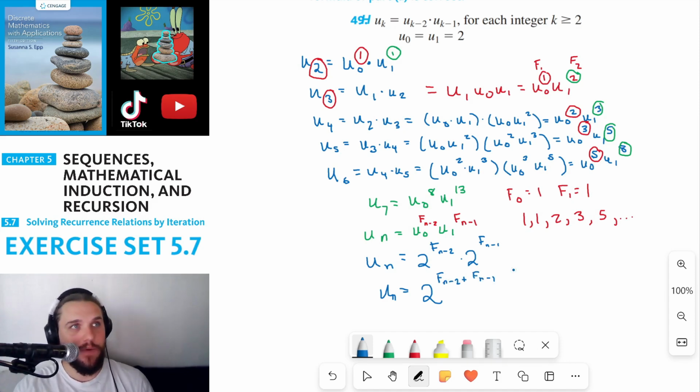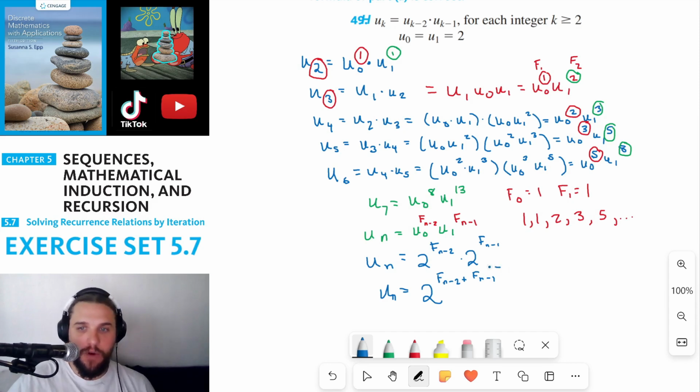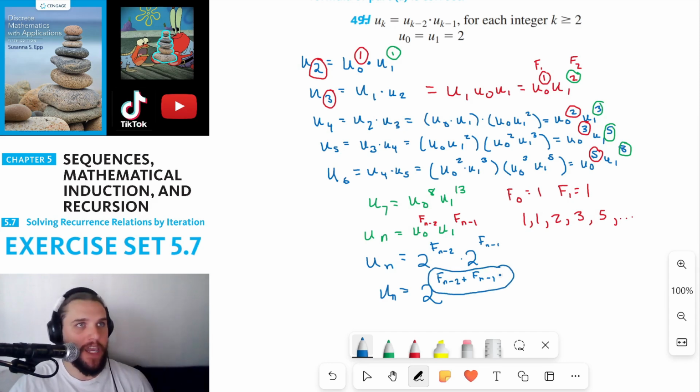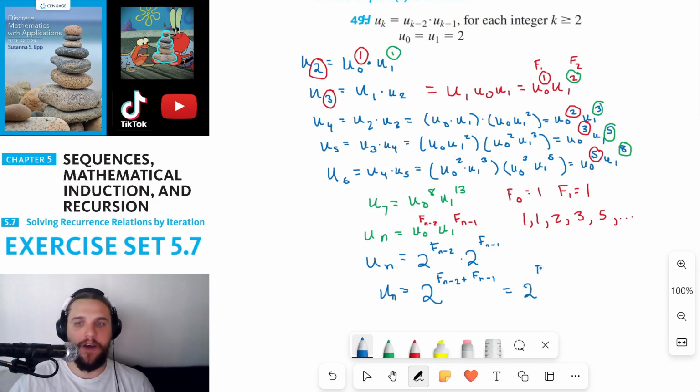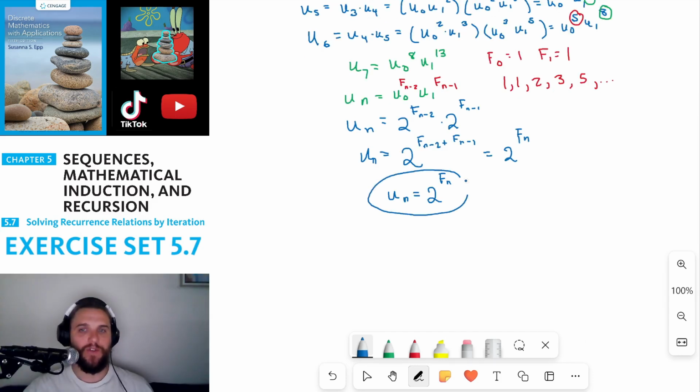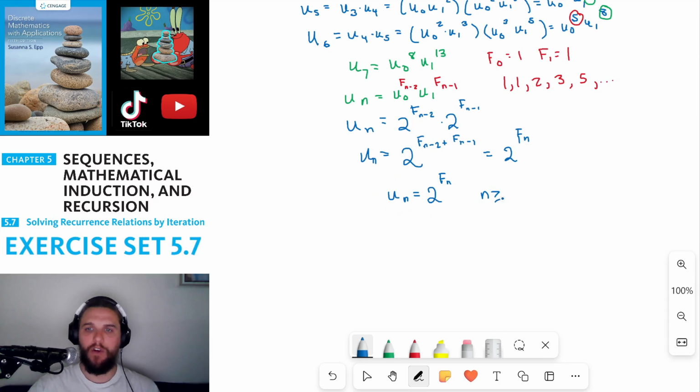Now, the way the Fibonacci sequence is defined is that if you add any two consecutive Fibonacci numbers, then you'll get the next Fibonacci number. So here we have the sum of two consecutive Fibonacci numbers, so we can rewrite this as 2 to the f sub n. So this means that u sub n equals 2 to the f sub nth power. And this formula works for all n greater than or equal to 0. So this actually works for u sub 0 and u sub 1. And we're actually going to show that when we get to part B. So this is the answer to part A.